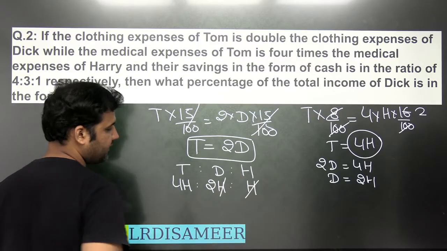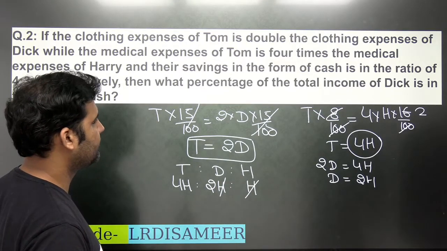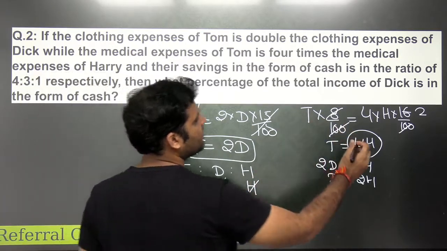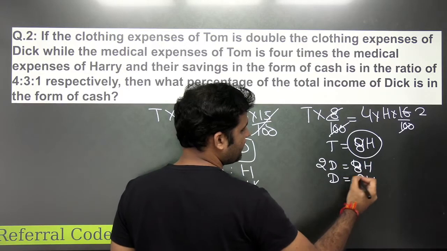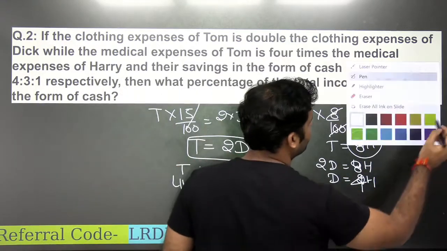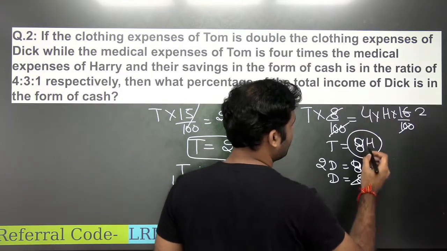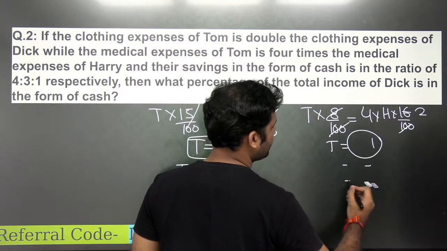Sorry guys, here Tom's income is 8 times of H, I'm sorry, and this is equal to 8 times H, so D's income will be 4 times of H. Alright, let me just correct it over here. See, 4 into 2 will be 8 times of H, right? So let's just quickly correct it.